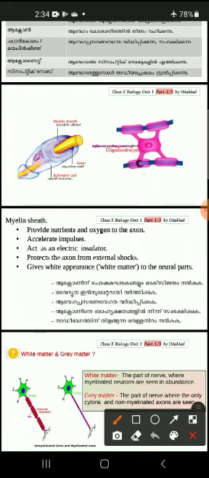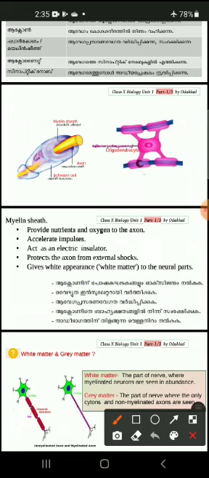The next function is a minor function that need not be added. If you forget that point, it is of no great importance. The major important functions are that the myelin sheath accelerates impulses and acts as an electric insulator. It provides nutrients and oxygen to the axon, and again it protects the axon from external shocks.